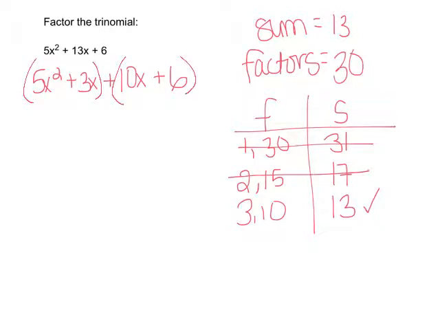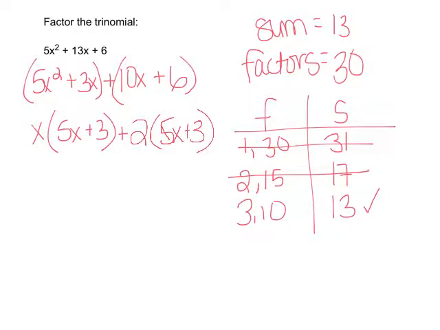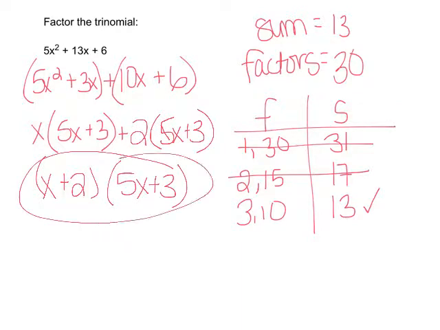And I'm going to factor out an x from our first term. So I get x times 5x plus 3. And then the only thing that I could factor out from our second one to get 5x plus 3 would be a 2. So I would get 2 times 5x plus 3. And then I combine my terms, so x plus 2 times 5x plus 3 would be my final answer.